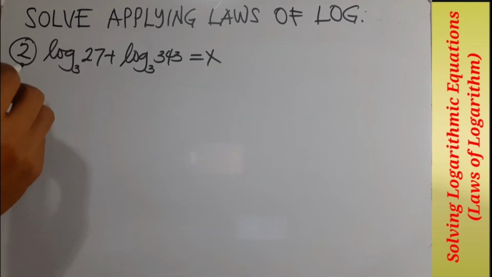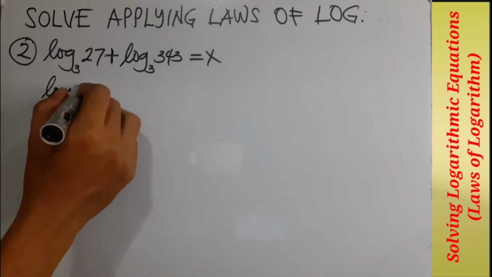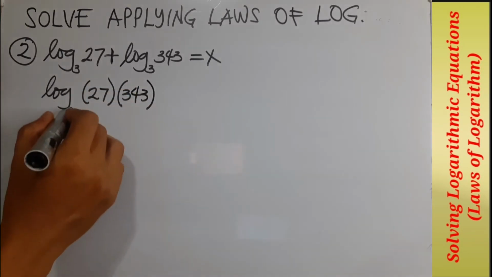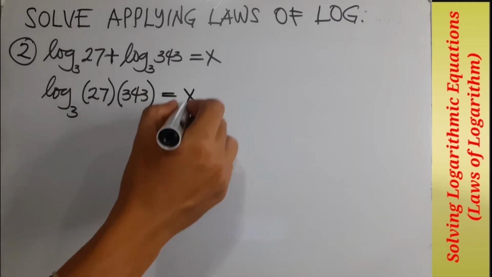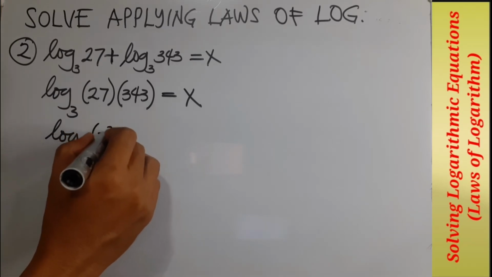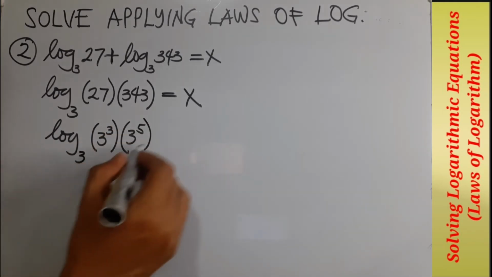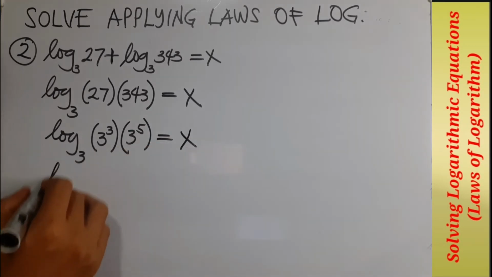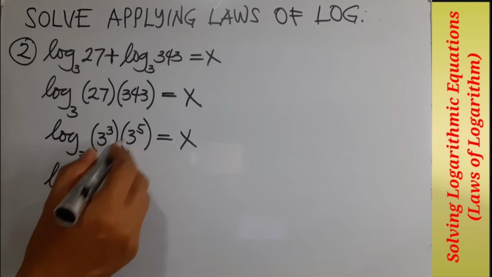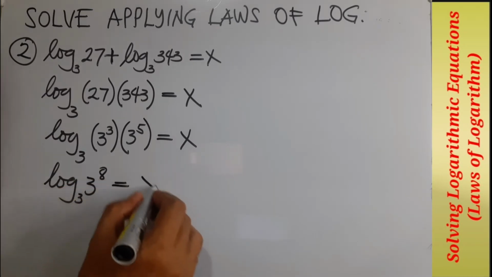Another way of solving number 2 is applying the product rule. The product rule is we have log of 27 times 343 with base 3 equals x. So we have log of 3 cubed is 27, 3 to the 5th is 343, with base 3 equals x. Log of 3 cubed times 3 to the 5th is simply add the exponents. 3 plus 5 is equal to 3 to the 8th with base 3 equals x.